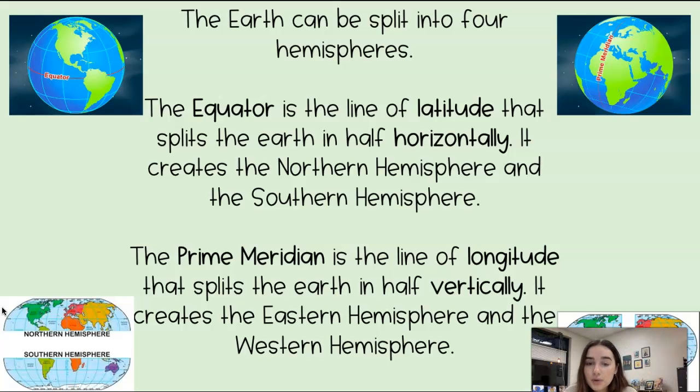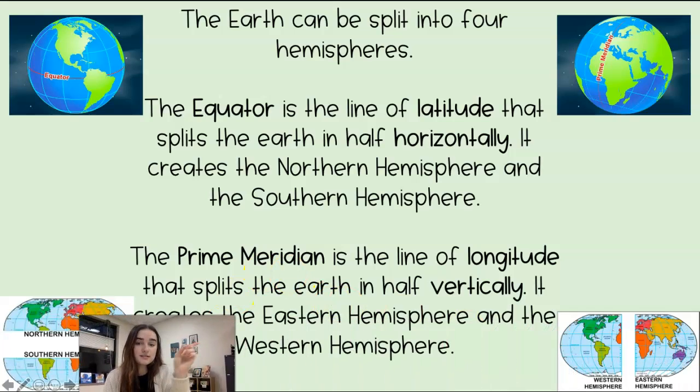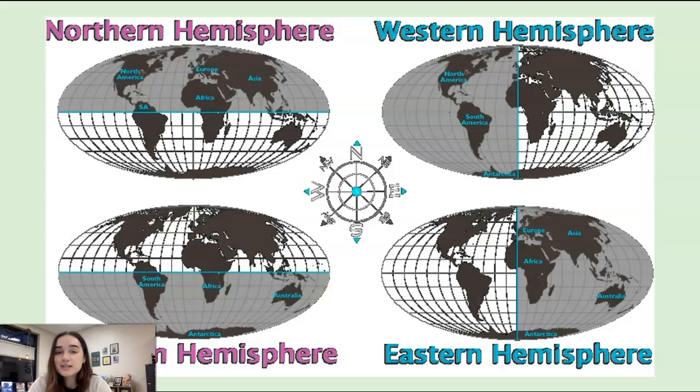The prime meridian is the line of longitude that splits the Earth in half vertically. It creates the Eastern Hemisphere and the Western Hemisphere. So when we have the equator and the prime meridian, it creates 4 hemispheres. We can use the 4 hemispheres to determine locations a little bit easier as well. So we have the Northern Hemisphere, the Southern Hemisphere, the Western Hemisphere, and the Eastern Hemisphere.